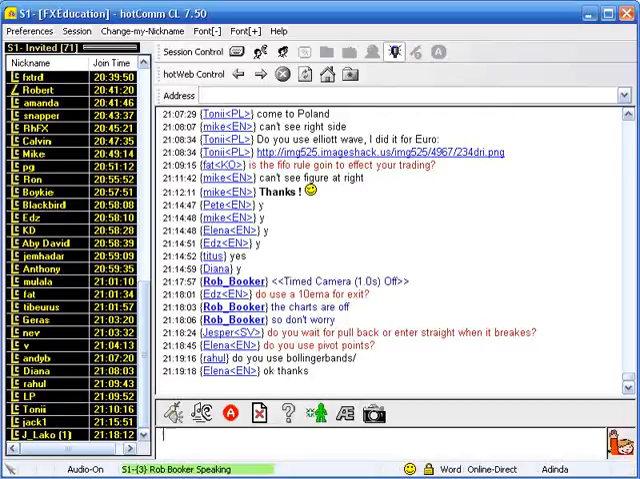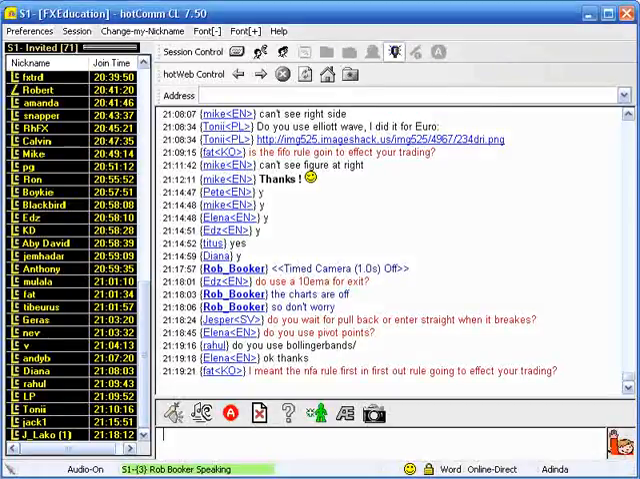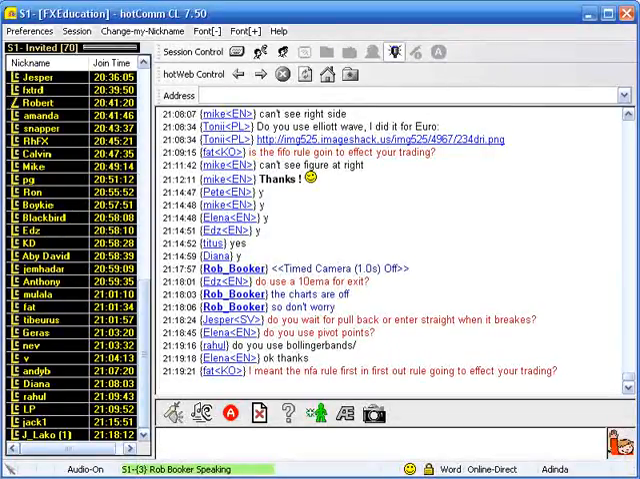I am mainly and primarily a support and resistance trader first, but I do also use pivot points. I do not use Bollinger Bands at all. Fat says, I meant the NFA rule first in, going to affect your trading? No, it's not going to affect my trading at all.